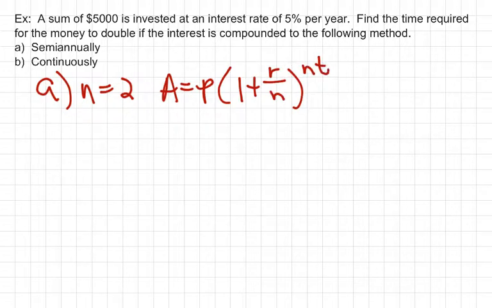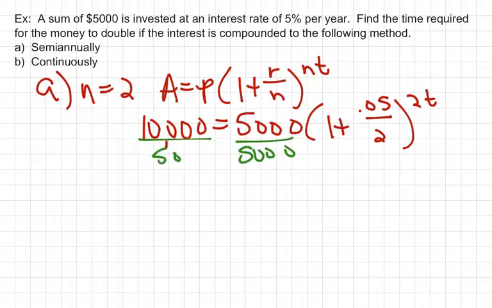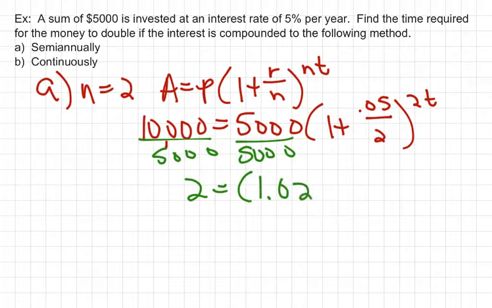Now we want to double our money. So if I start with $5,000, when I double it, I'll have $10,000. The rate is going to be 0.05. Semi-annually means twice a year, and then raised to the 2t. So first I'm going to divide by 5,000, and I'm going to get 2, which is interesting because I'm doubling my money. Then I'm going to do 1 plus 0.05 divided by 2, which is going to be 1.025 to the 2t. This is an exponential function, and I need to get t out of the exponent.